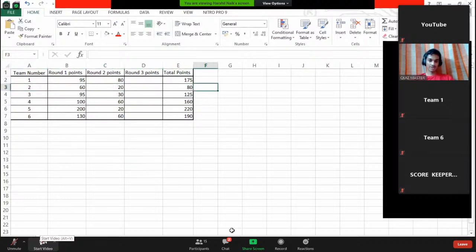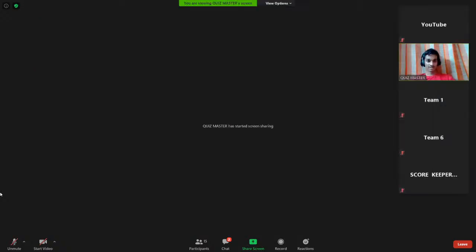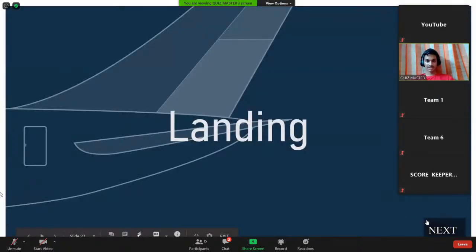So buckle up, guys. I see a lot of good competition. Team 5 and Team 6 are fighting for the lead. Team 1 and Team 4 are fighting for third place. So this is looking really good so far. Going back to the third and final round for this quiz, the landing round. What we try to do in this round is essentially combine gambling of some kind as well as quizzing.